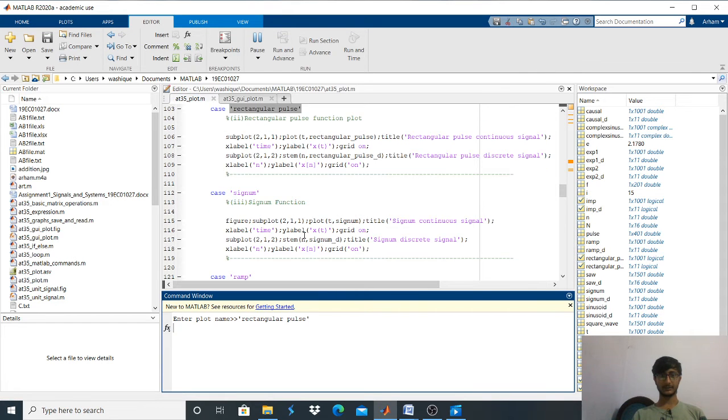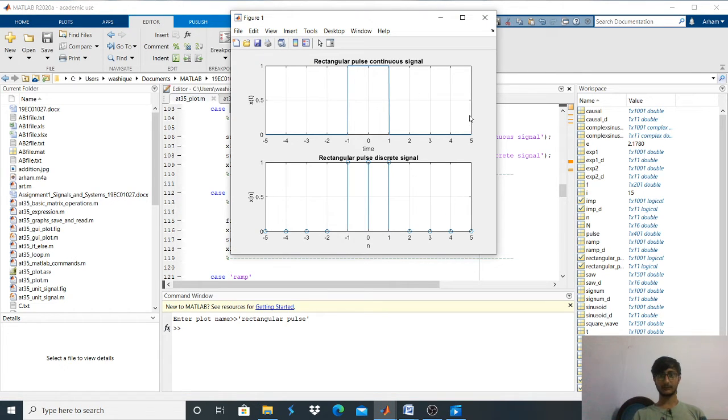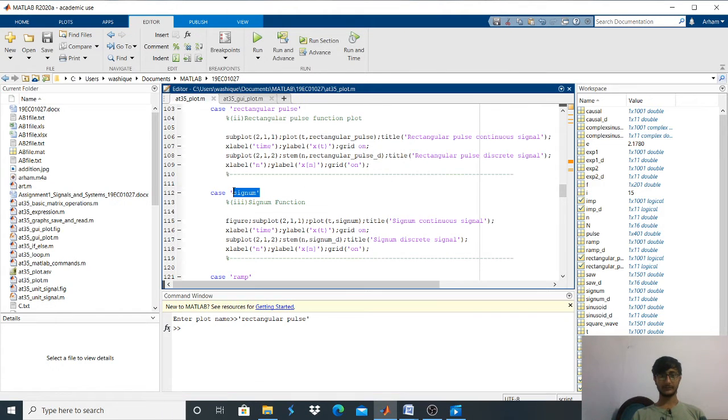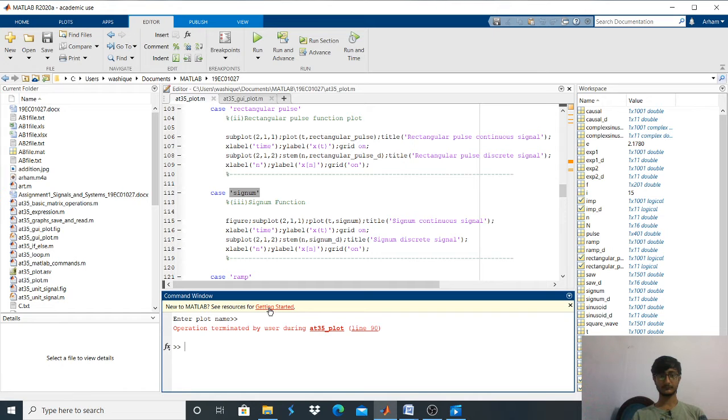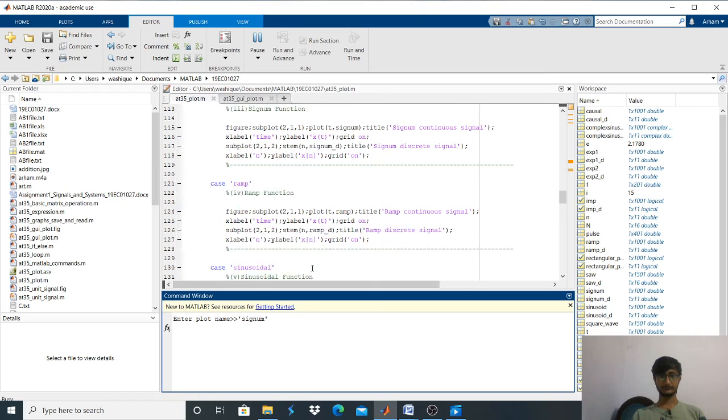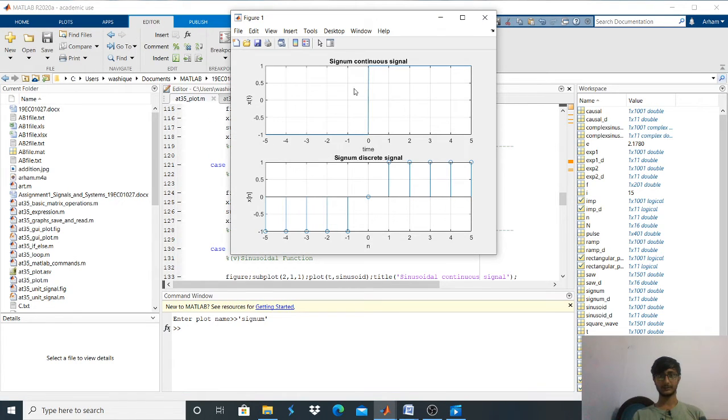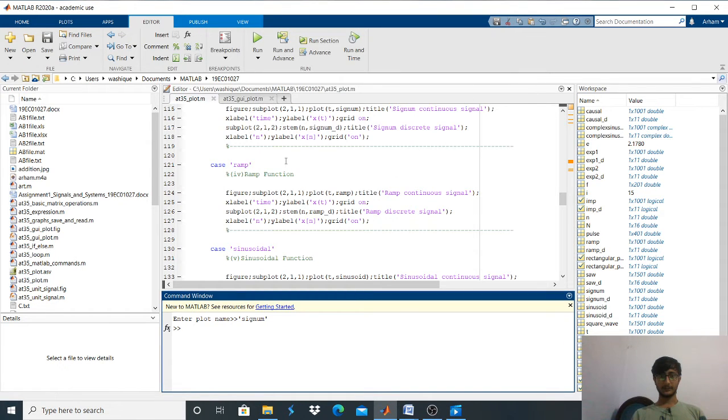Rectangular pulse signal is generating. This is the rectangular pulse signal. This one is discrete, this is continuous. Moving on we have signum. We have to run it again. Signum function is generating, this is the signum function, this is the discrete signum function. After that we have ramp.